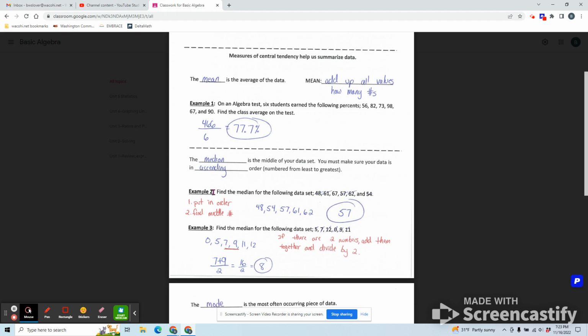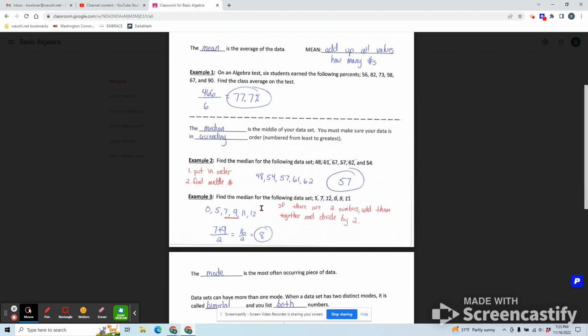So for example 2 and for example 3, they're both the same concept. You're going to find the median for the following set of data. Make sure you're putting these in order first. And that's what this first step is. And then the second step is finding the middle number. So my middle number is 57.